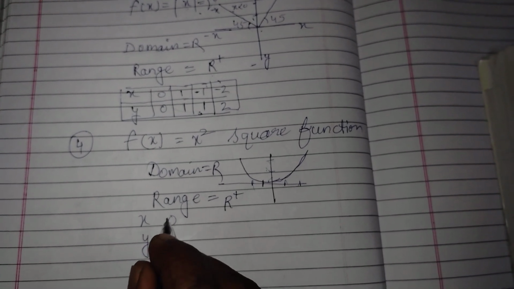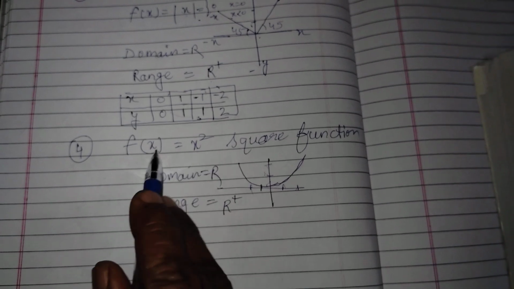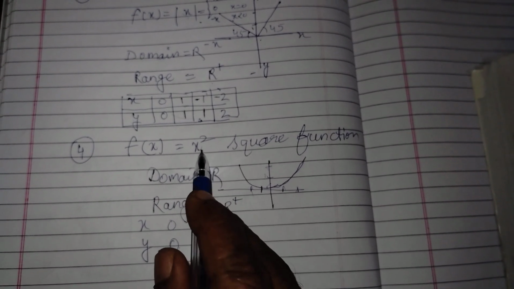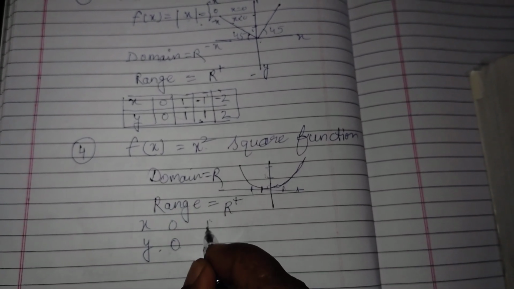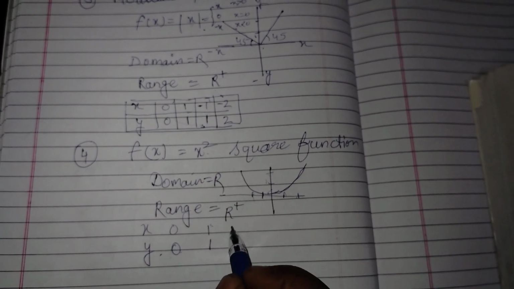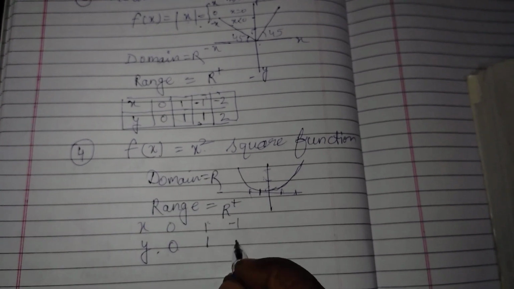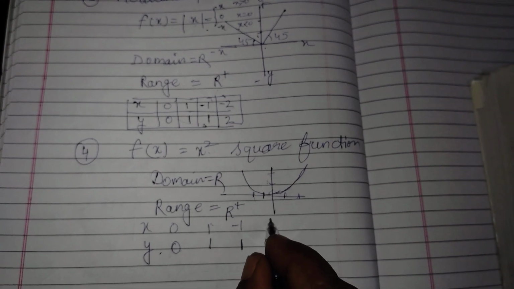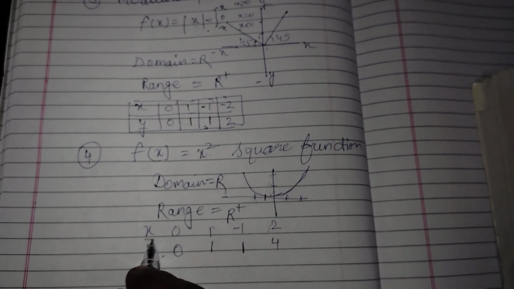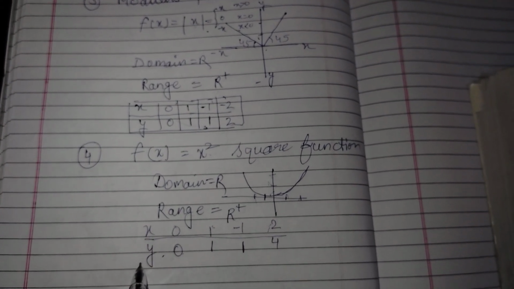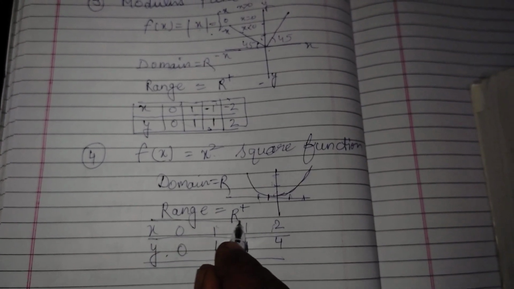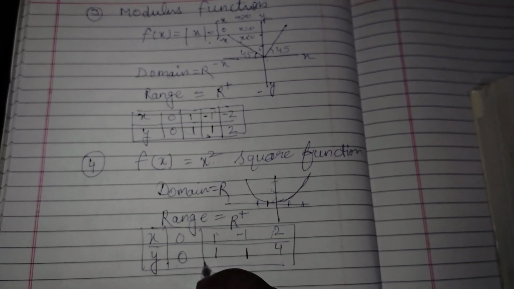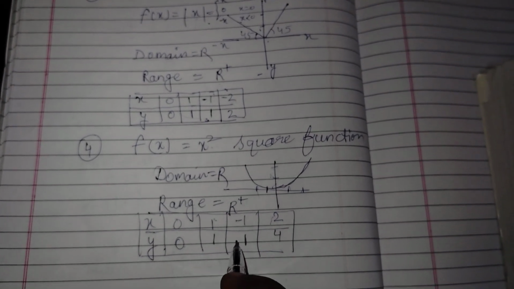So x and y. If I put x equal to 0, I get f of x equal to 0. F of x is called y, so y is 0. If I put 1 here, I get f of x equal to 1. If I put -1 here, then I get -1 square, that is also 1, so y equal to 1. If I put 2, I get y equal to 4. So many points like this I can generate and draw the graph. What is the shape of this graph? This U shape represents the x square function.